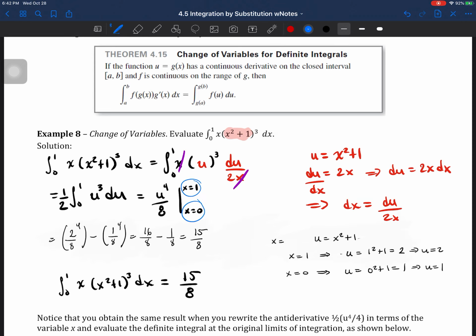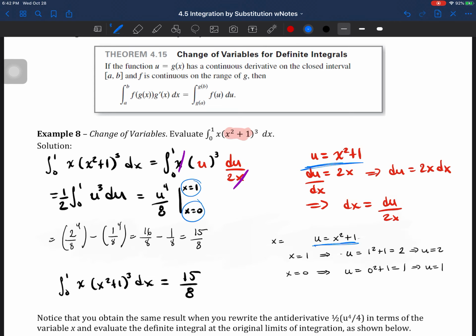We already know what u is in terms of x right here, right? So what we're going to do is, when x equals 1, that means that u will equal 1 squared plus 1, which is going to be 2, which means that u equals 2. Then when we plug in 0, we have u equals 0 squared plus 1, which is 0 plus 1, which is 1.